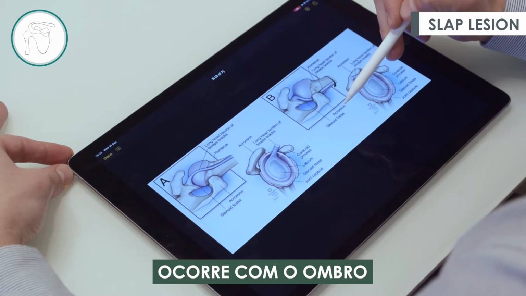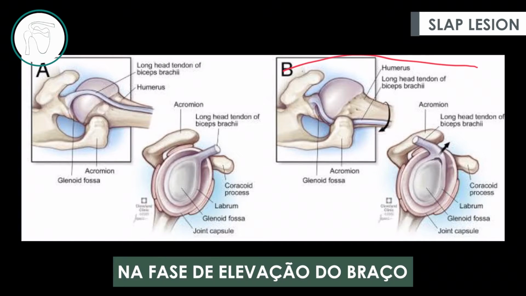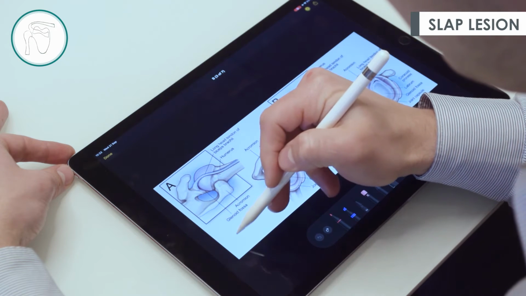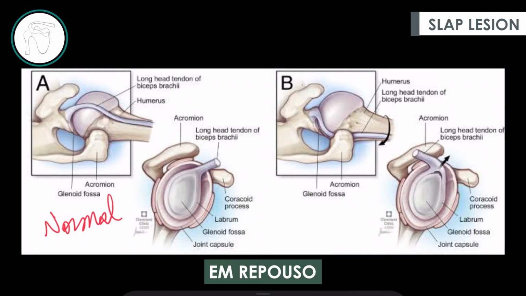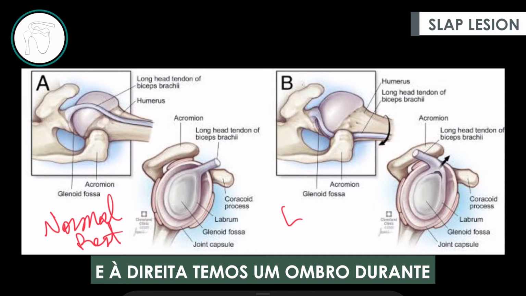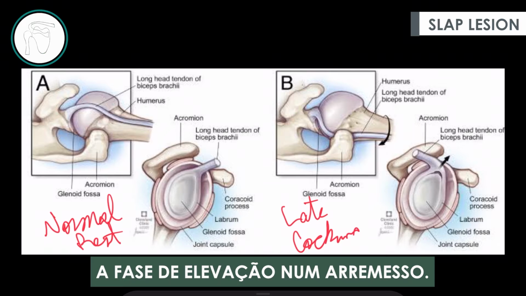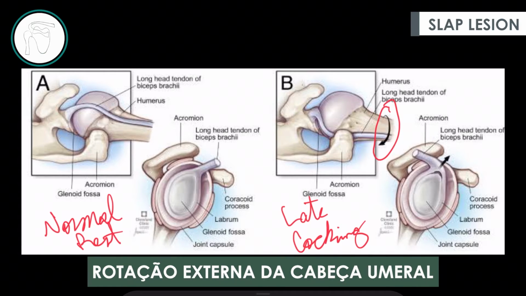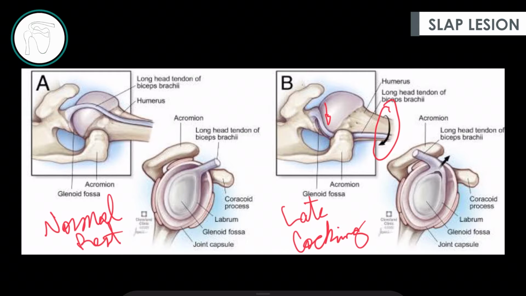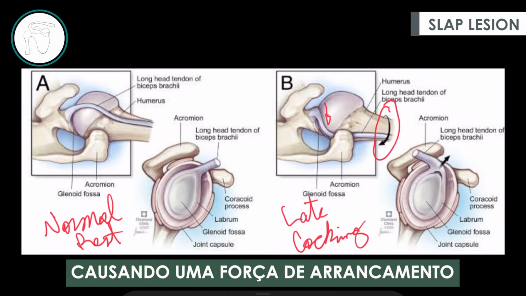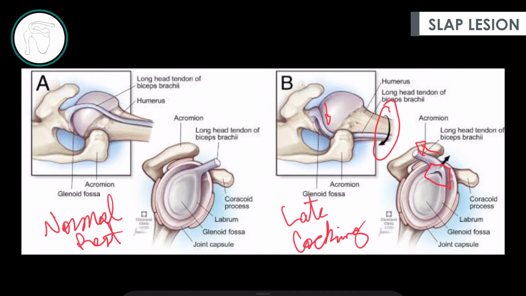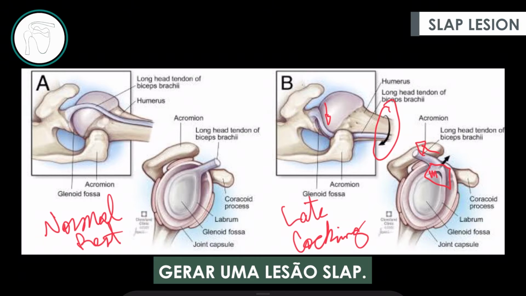Now these images represent what happens to the shoulder during the late cocking phase of the throw. So this left side, this is a normal shoulder at rest, and this is during late cocking. So during late cocking, we have here the maximum external rotation of the humeral head, what dislocates the biceps tendon backward, and this forces the upper part of the labrum once it's pulled by the biceps tendon, and this can cause over time a detachment of the upper part of the labrum.